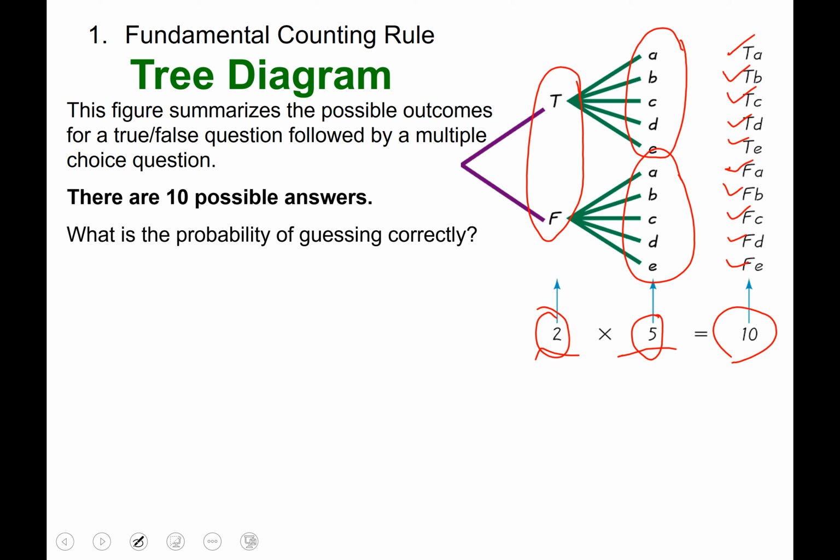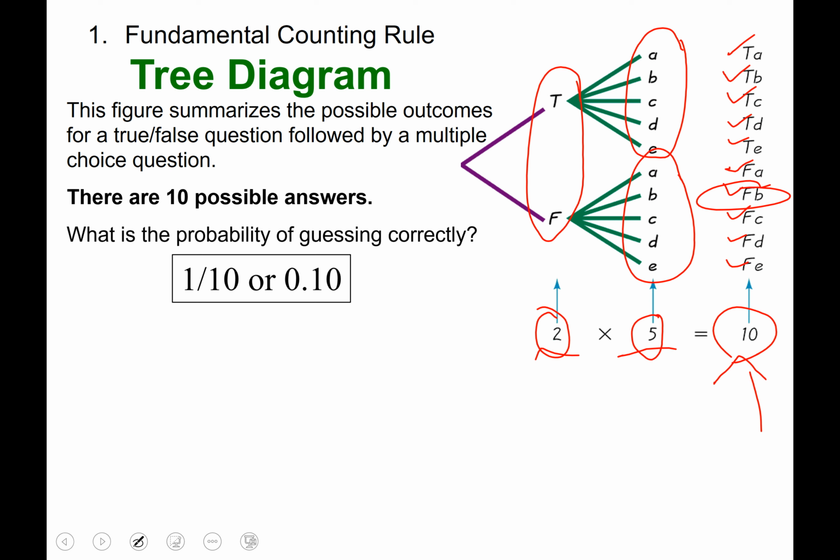So if you were asked, what is the probability of guessing correctly? What if I were just to walk in and just guess? I just went, okay, the answer is FB. So what is the probability that I guessed correctly? And the answer is 1 out of 10, or as a decimal, 0.1. So that 10 is really going to come into play as our denominator for probability questions a lot, because we know probability fractions are the number of successes over the number of possibilities. So we're often using these counting rules, like this first one here, to count the number of possibilities, which is the denominator.